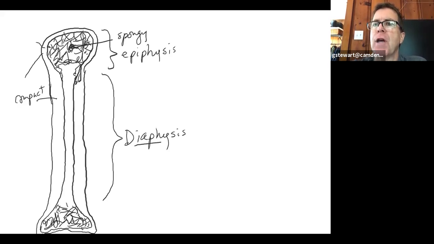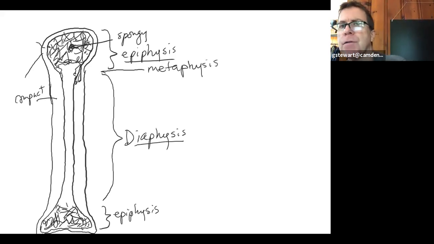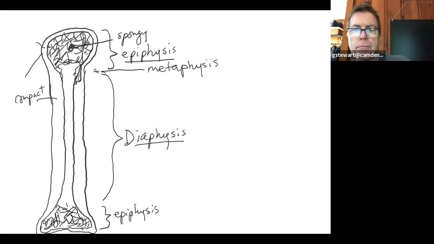This just means the shaft. This just means the end. So on this bone, there are two epiphyses. And then this area between the diaphysis and epiphysis is called the metaphysis. This is just language. Don't worry. It's not hard to understand. You just have to learn a new language. All right, that's step one.